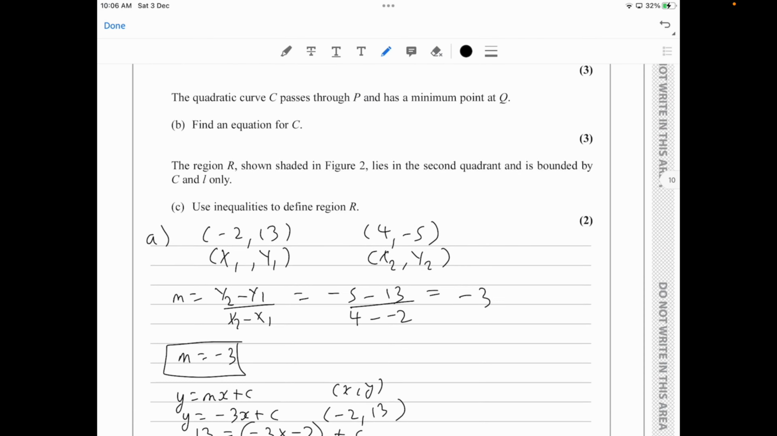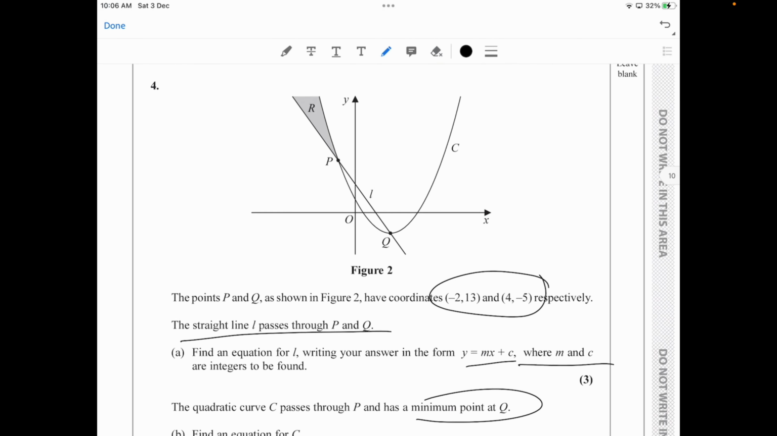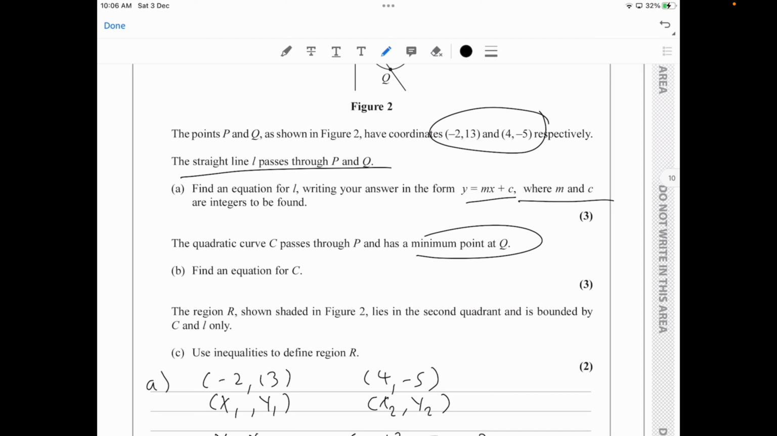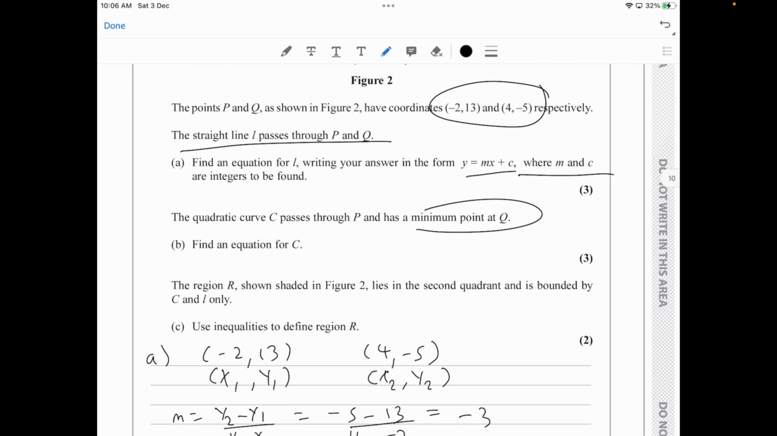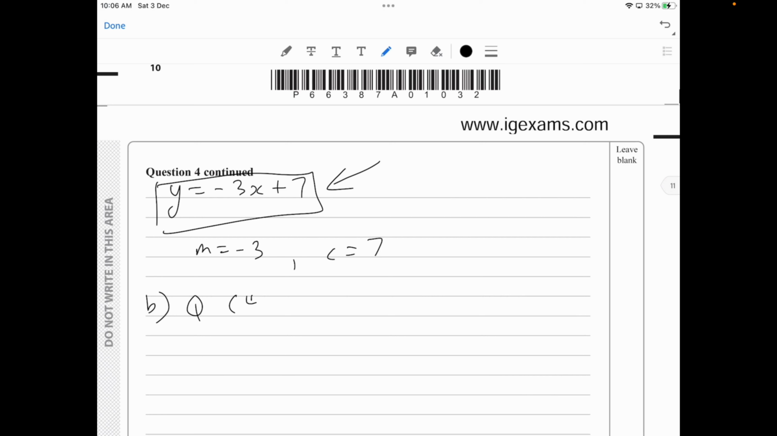B. The quadratic curve passes through P and has a minimum point at Q. So we can see that there's a minimum point at Q. Find an equation for C. Since it passes through point P, we know the coordinates of point P to be roughly -2 comma 13. And we know what Q is as well. The minimum point of Q is most likely to be 4 comma negative 5. Indirectly they're just giving us 2 points already, so we're going to use 4 comma negative 5 since we know the coordinates of Q.